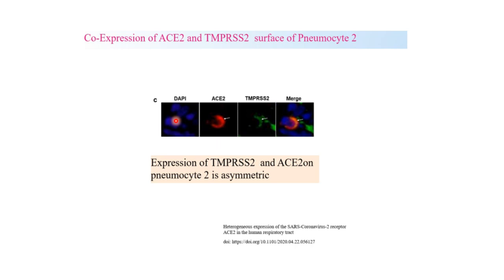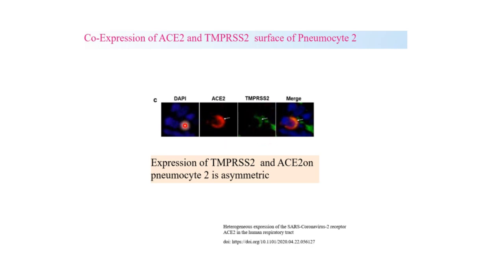These are serial sections of the tissue. So these slides are made of serial sections of the tissue, and on this slide simply nuclei have been stained, so you can see the nuclei here. On this slide only ACE2 has been stained, and you can see the ACE2 is polarized. And on this slide TMPRSS2 has been stained.